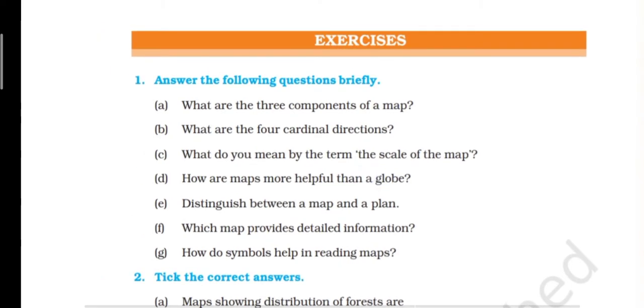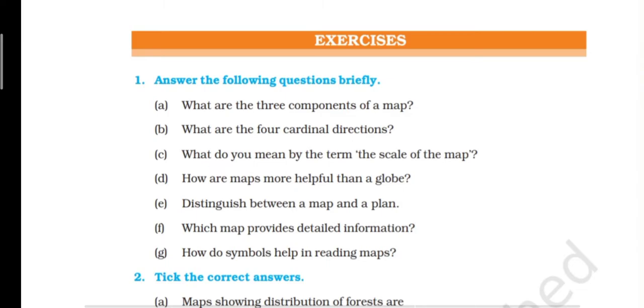The first exercise is, answer the following questions briefly. Question number 1 is, what are the three components of a map? In the first question you are only going to name all the three components, that is distance, direction and symbols.